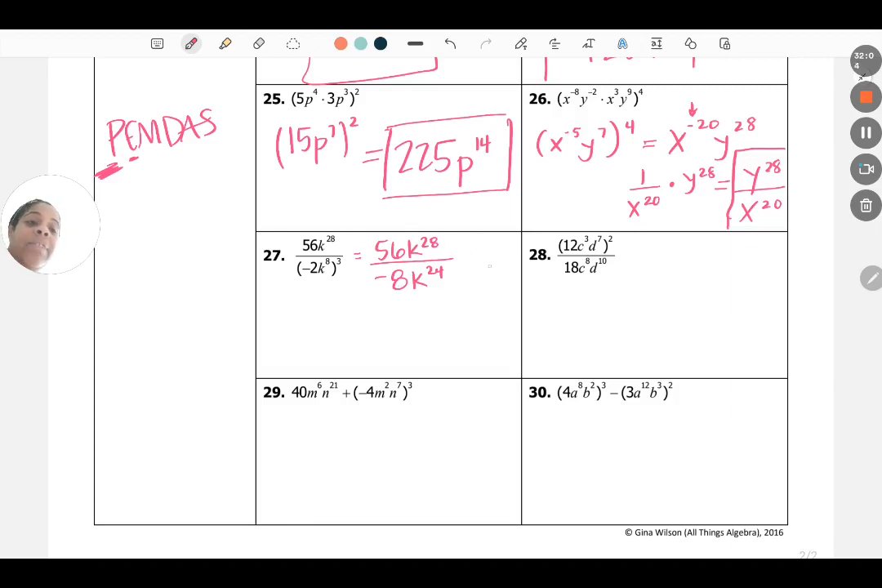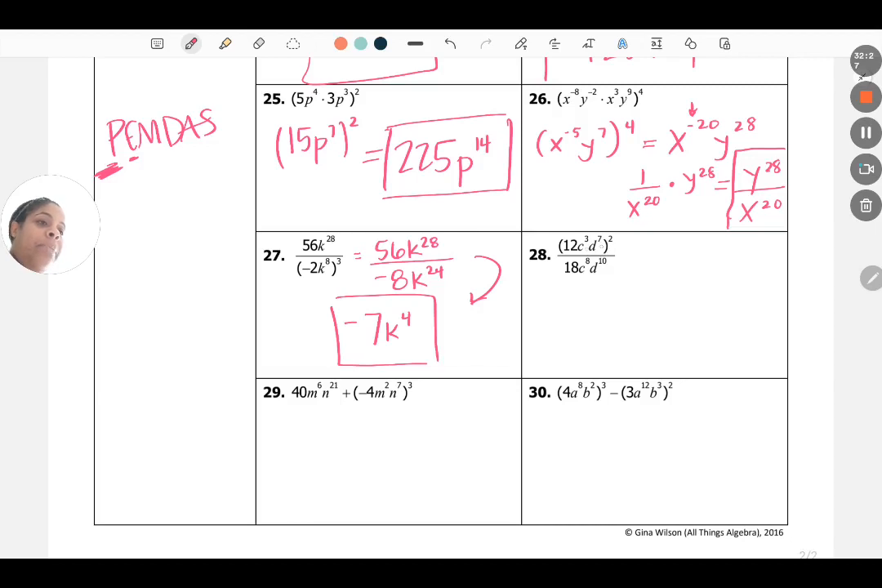Now we can divide the coefficients. 56 is a factor of 8. Let me go down here so you can see. So negative 8 can go into 56 negative 7 times. And then 28 minus 24 is 4. Bingo. All right, here we go.